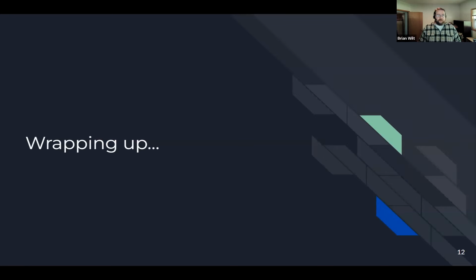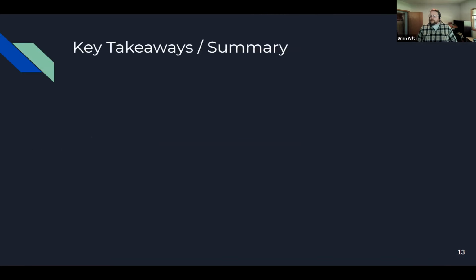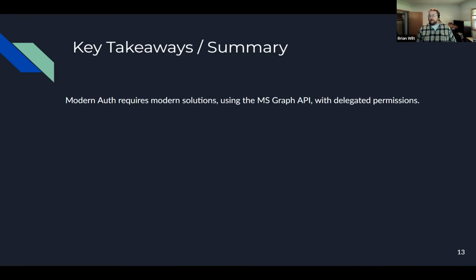So just wrapping up, I'd like to go over just a couple of points. Some of the key takeaways and summaries that I want you guys to remember is that modern auth requires modern solutions. And it is actually a pretty interesting piece of software that they've developed. The Graph API does work really well. So far, we haven't really had any issues with it, with the delegated permissions.